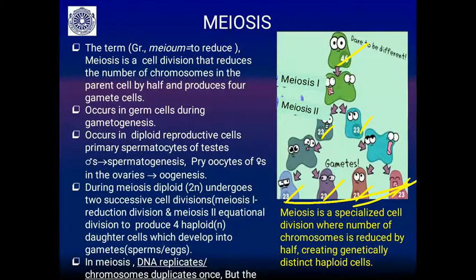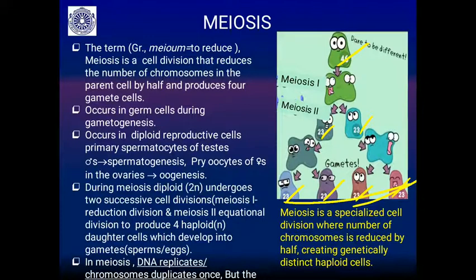During meiosis, diploid cells having 2n number of chromosomes undergo 2 successive cell divisions. Meiosis 1, that is actually the reduction division, and followed with meiosis 2, that is the equational division, that is similar to mitosis, to produce ultimately 4 haploid daughter cells. They are having n number of chromosomes, which ultimately develop into gametes, sperms and eggs.